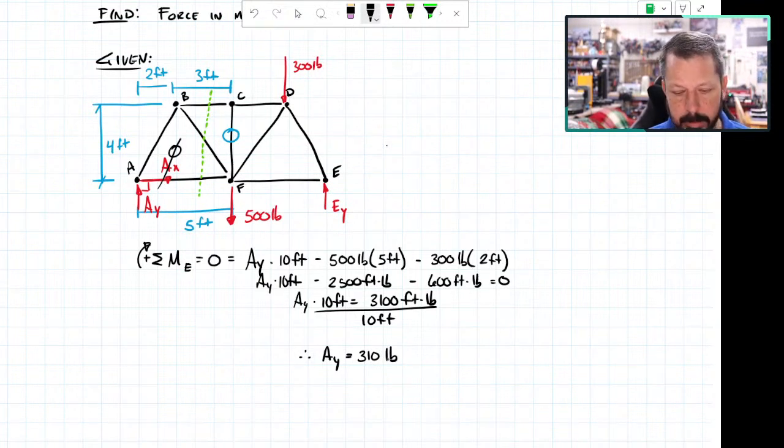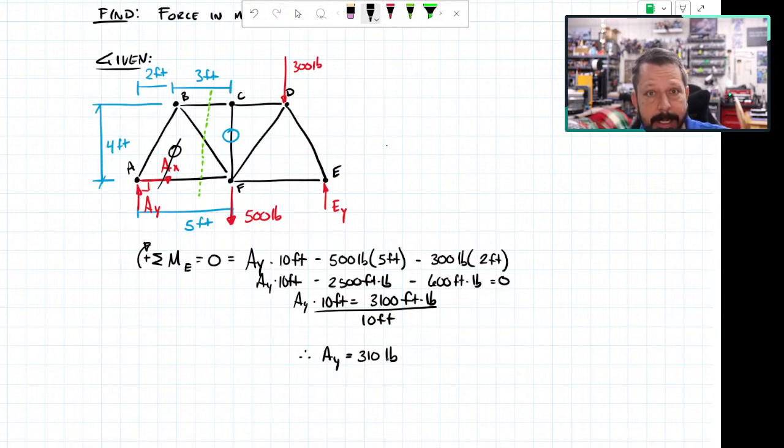And I could also solve for EY if I wanted to. I do a little quick sanity check. I have a total of 800 pounds that's kind of shifted over closer to EY. And so EY should be a larger reaction than AY, which it is. AY is less than half of the force, which makes sense because all my external loads are kind of moved over to the right hand side. All right, now I've got a value for AY.